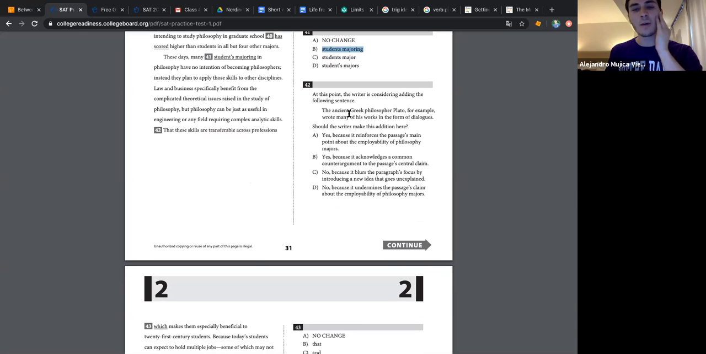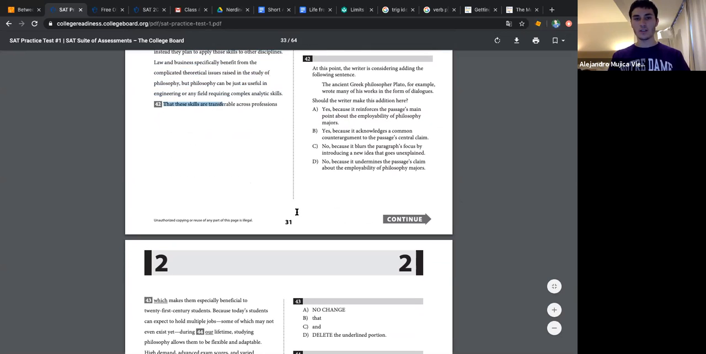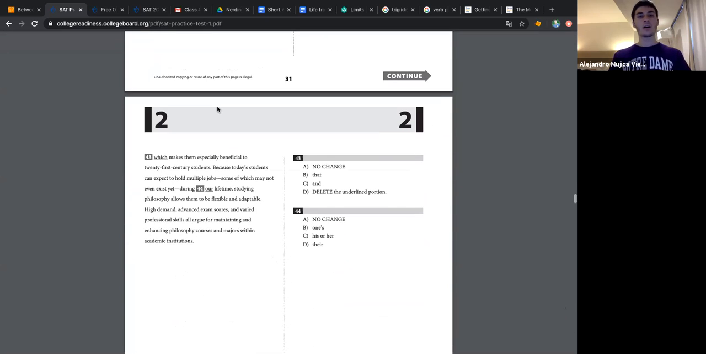Question 42 is about adding this sentence about the Greek philosopher Plato, for example, who wrote many of his works in the form of dialogues. This is a discussion of the practical uses of philosophy. In all honesty, in this practical discussion, Plato's teaching has no relevance whatsoever, because it blurs the paragraph's focus, introducing a new idea that goes unexplained. It does not undermine any claim because it does not go against anything being said. It's just a very irrelevant detail that is added.